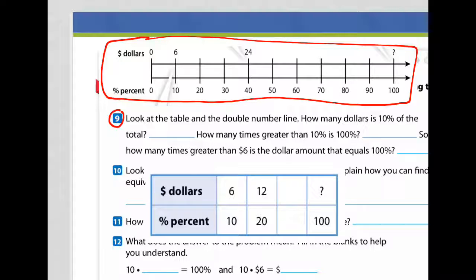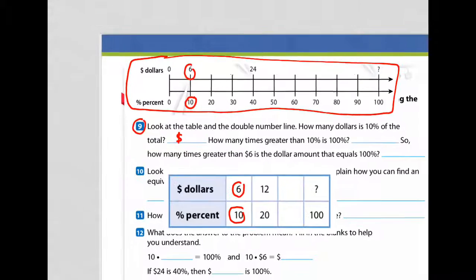So let's read it. It says, look at the table and the double number line. How many dollars is 10% of the total? So let's answer that one first. So 10% of the total is $6, right? And you can see it in both. 10% of the total is $6. So that one is going to be $6.